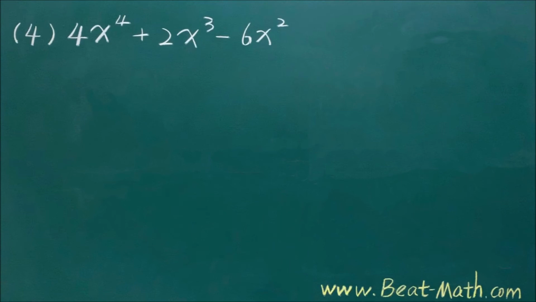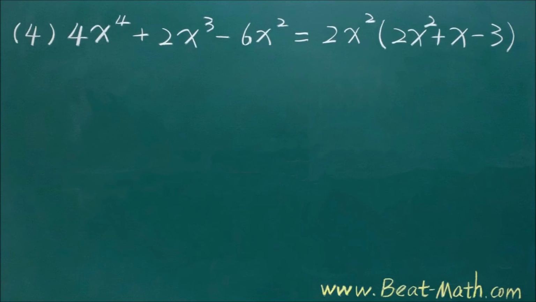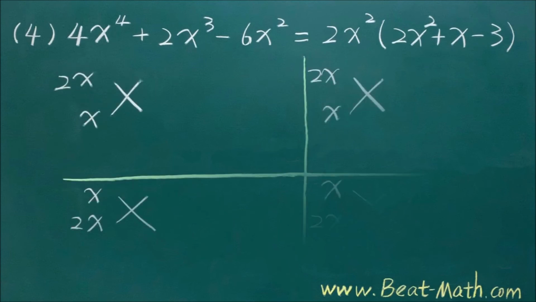So, is there any common factor in this one? Yes, 2 and x squared are the common factors here. Factoring them out, we get 2x squared times the quantity of 2x squared plus x minus 3. Then we apply the crossing method.